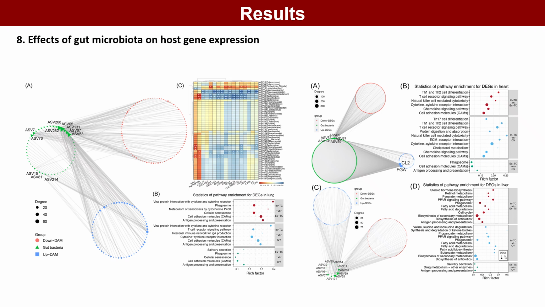We found natural killer cell-mediated cytotoxicity and cytokine-cytokine receptor interaction may be crucial for high-altitude adaptation. It is noteworthy that we identified ASV 53, 9, 65, 67, and 131 as potential key ASVs in all 3 investigated axes of the Tibetan chicken.